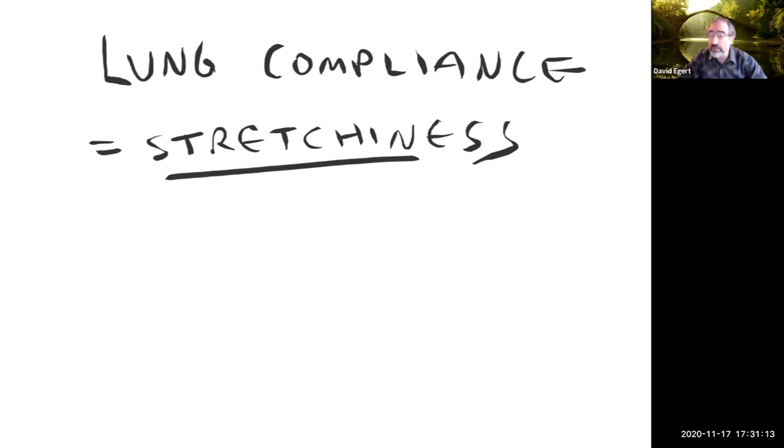If you don't have this, it can get compromised in diseases like emphysema. That makes it a lot harder. You actually have to be more active in exhaling if you have emphysema because the lungs don't naturally just want to get smaller. You have to actually work to exhale as well as to inhale. So, lung compliance.